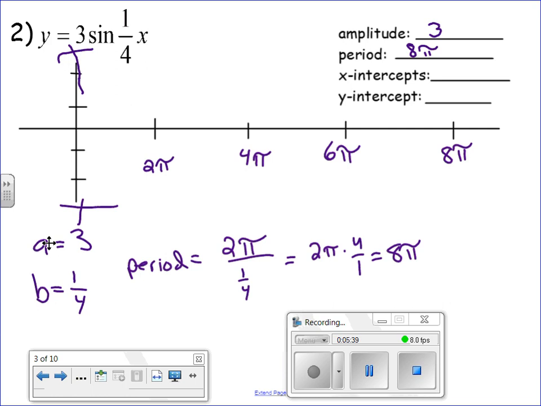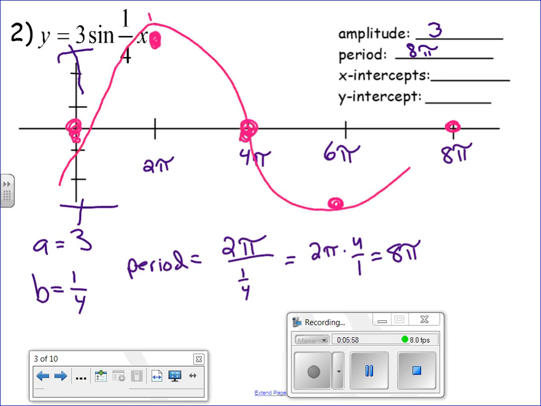Great. So it's a sine graph. If you forget what it looks like, you could type it in the calculator, but it starts at 0, goes up to the top of the mountain by the first hash mark. That would be up at 3. Back to 0 by the second hash mark, down to -3 by the third hash mark, and back to 0 by the last hash mark. And you connect it with a smooth, nice looking sine wave.